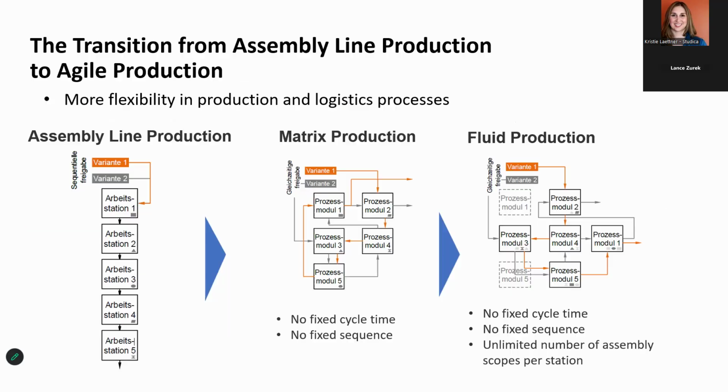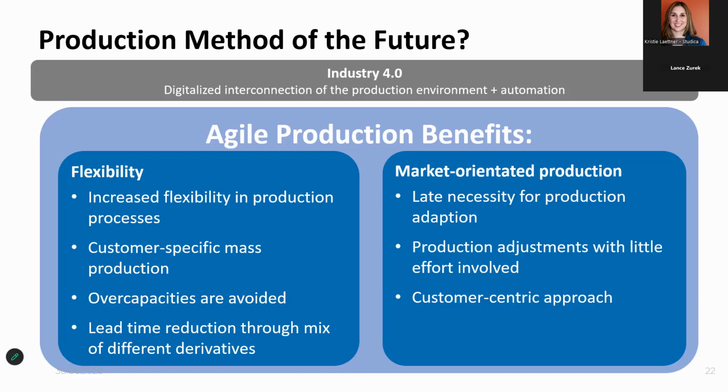And it's with this in mind that industry has increasingly transitioned from the assembly line production method we saw to begin with, its rigidity and constraints, instead to methods such as the matrix production model, which eliminates the fixed time cycle and sequence of processes, or fluid production models, which also allow for an unlimited number of assembly scopes per station. The most notable benefits of incorporating such agile production methods are in the area, of course, of flexibility.